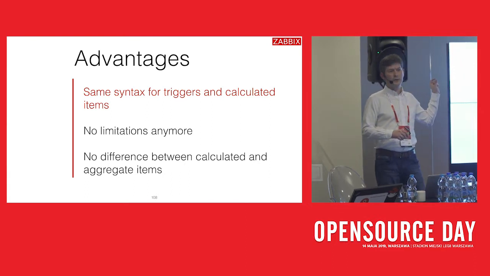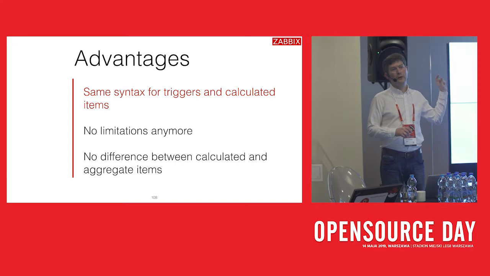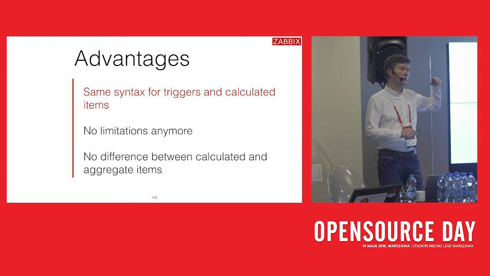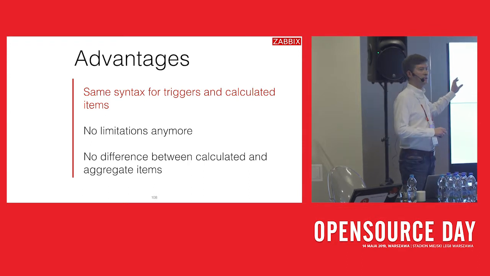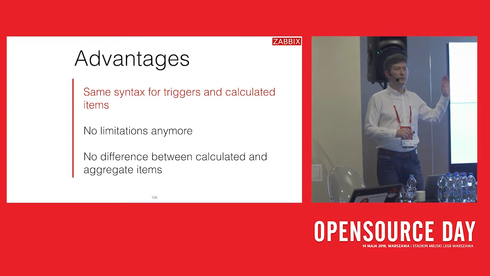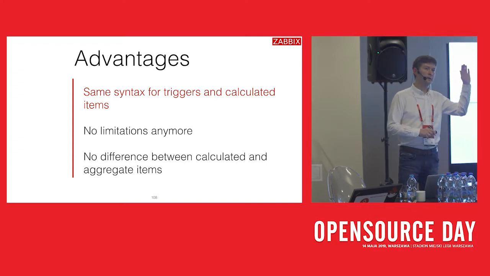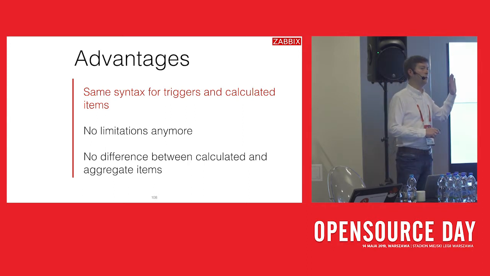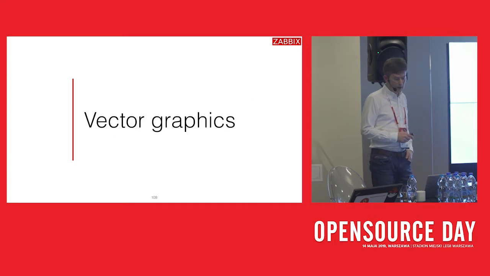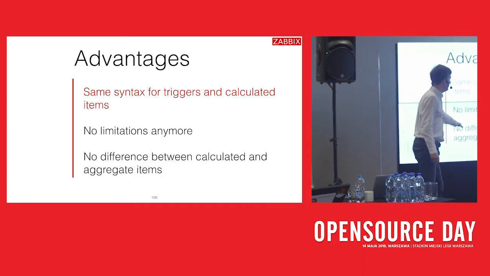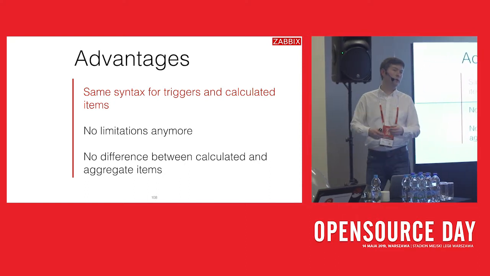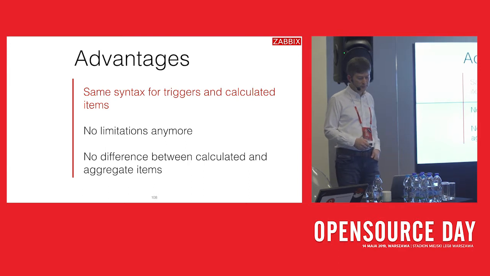Yeah. So an advantage is the same syntax for triggers and calculated items, for everything, and I would like to use this syntax also for graphs in the UI. So when you graph something, you also would use exactly the same syntax for aggregation. Yeah, so the same syntax will be used everywhere on the server side and for dashboard graphs, for graph aggregation. Yeah, and the good advantage is there is no difference between calculated and aggregated items, so there will be only aggregated or calculated items. Yeah, that's it.